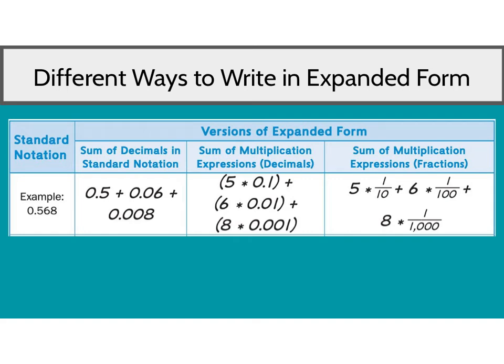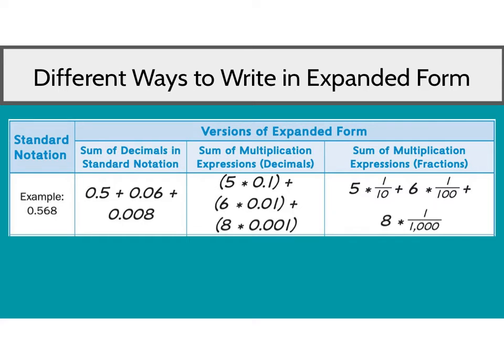So let's take a look at some different ways to write in expanded form. You'll notice on the left we have an example of 0 and 568 thousandths. We've got 3 columns here of different versions of expanded form.